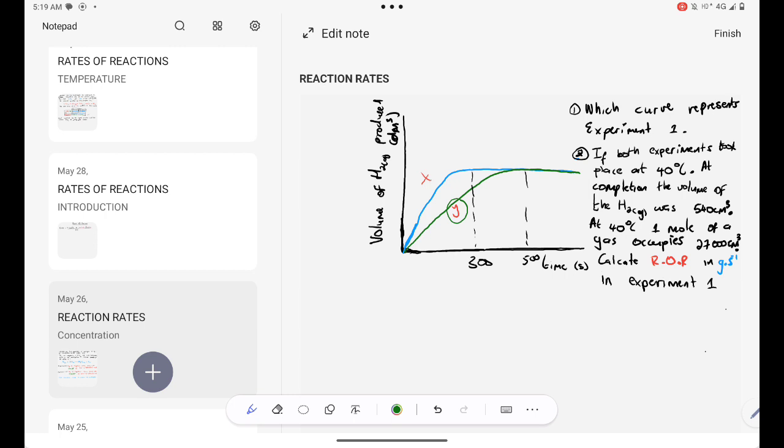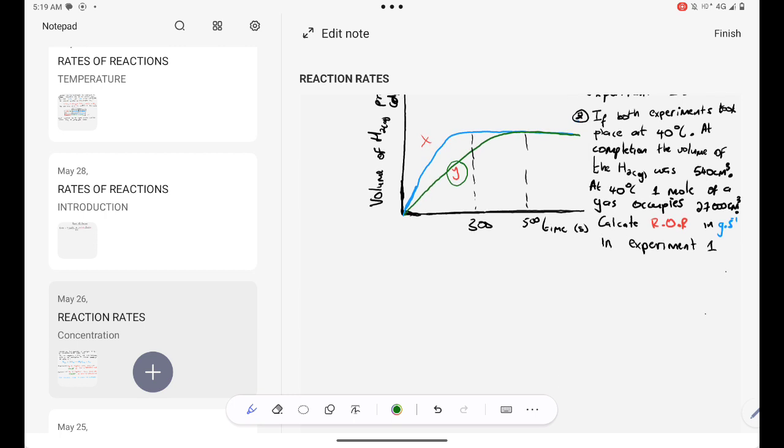Are you together? Okay, now we are told that if both experiments took place at 40 degrees Celsius, at completion the volume of hydrogen gas was 540 cubic centimeters, and at 40 degrees Celsius, 1 mole of a gas occupies 27,000 cubic centimeters. They want us to calculate the rate of reaction in grams per second in experiment 1.